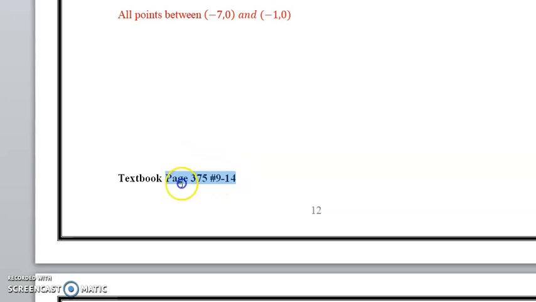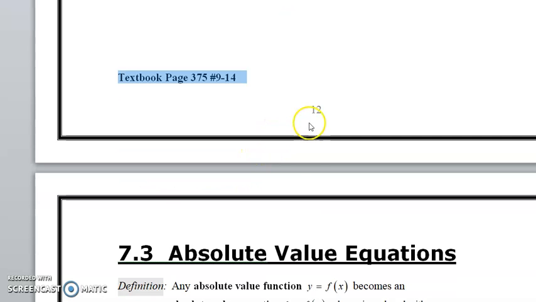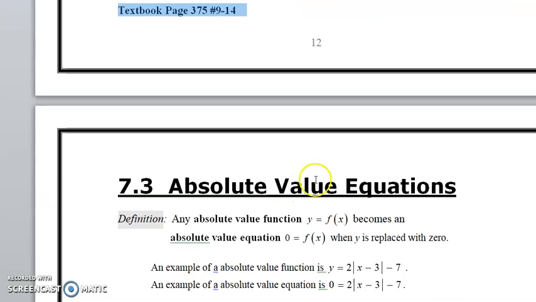There are some questions that have to do with piecewise function invariant points, questions 9 to 14. That's it. In the next video we're going to be looking at absolute value equations. We're going to do a little bit of solving.